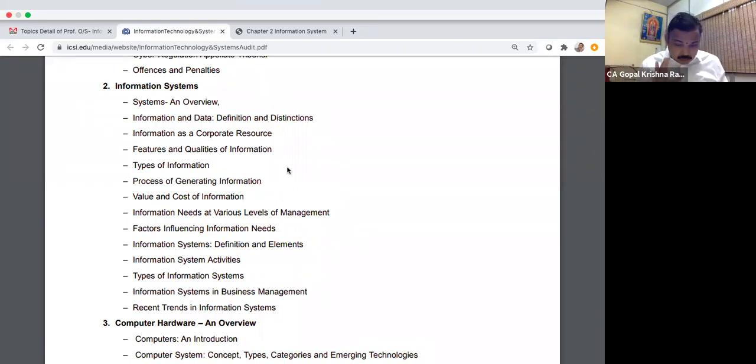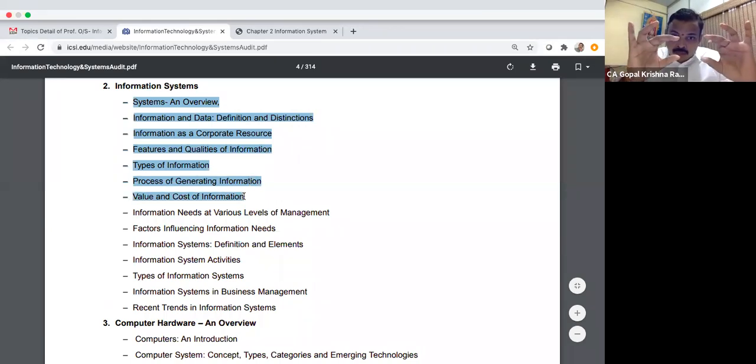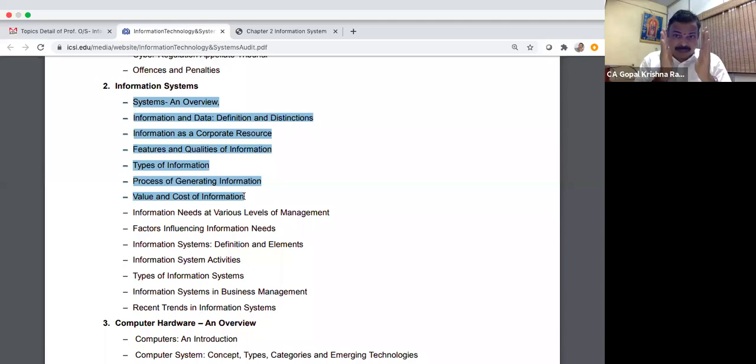This particular chapter has been divided into, for example, this is the first one: systems, information, data, up to the value and cost of information. This is one part. This particular chapter actually has three parts. One is systems, information, data, and all this stuff. It will look very abstract, but I'll try to explain it in a practical sense.